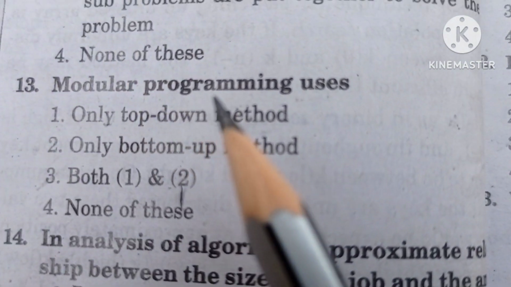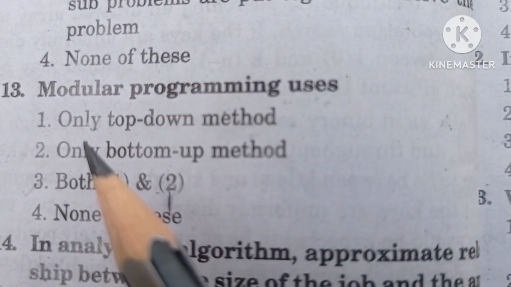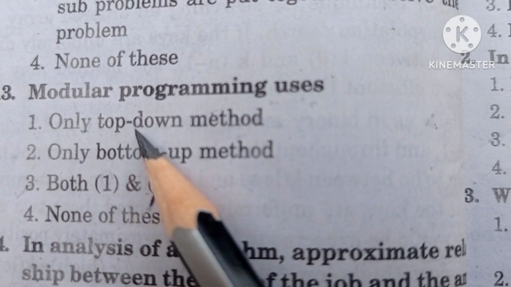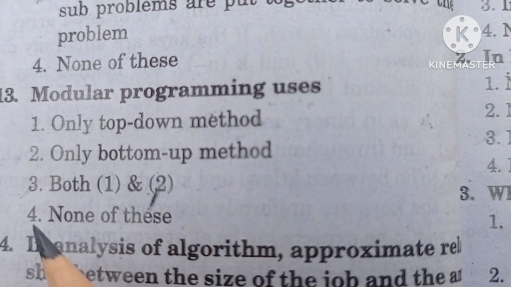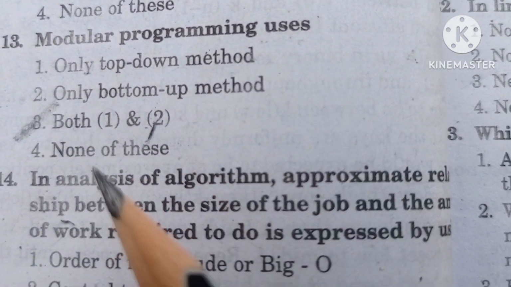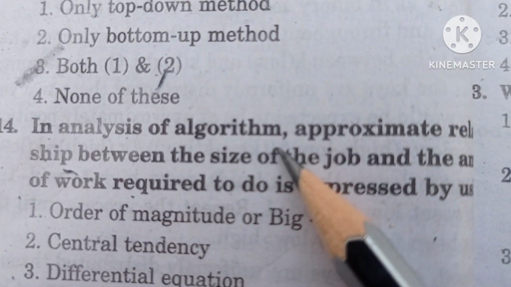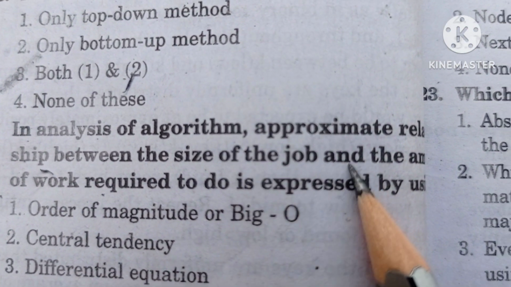Next, modular programming uses the? Options: only top down method, only bottom up method, both 1 and 2, none of these. Answer is both 1 and 2.